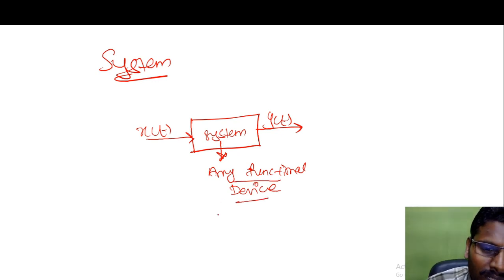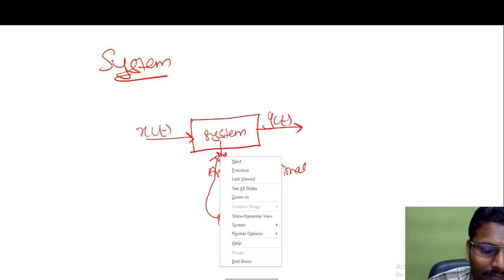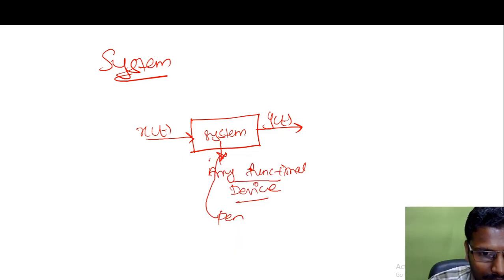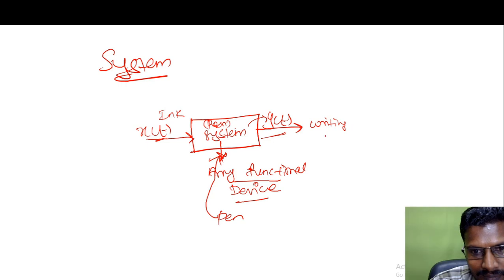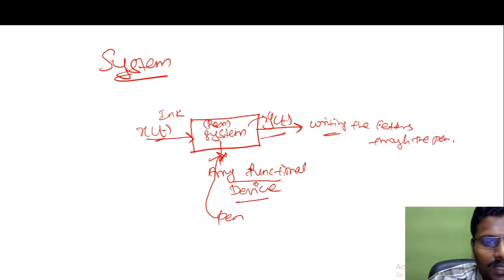Let us assume that the system is a pen, right? Pen is the best example for a system, right? Now the input for the pen is x of t and the output for the pen is y of t. The input for the pen is ink, and the desired output is letters, writing. We will be writing the letters through the pen, right? This is the output, right?